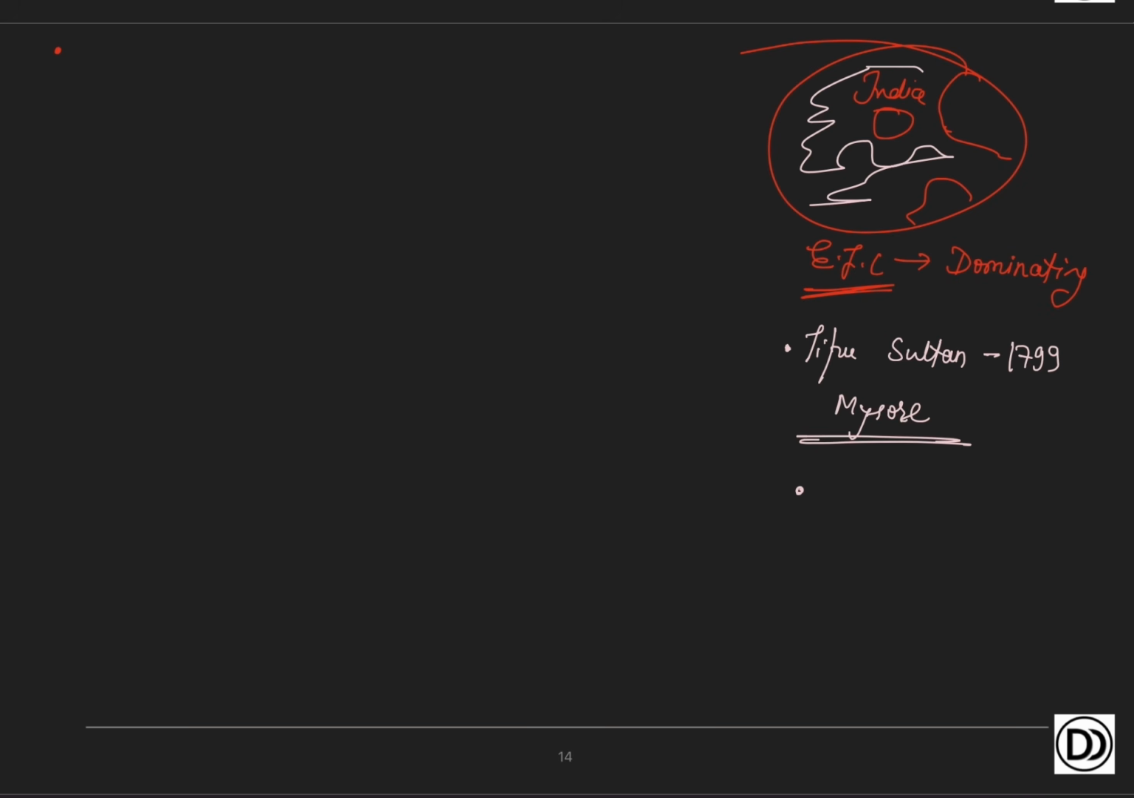In 1818, they defeated the last Peshwa, the last Maratha ruler, and it ended the Maratha rule. So the territories under the Marathas now came under the control of British. These were Pune and Mandsaur and Gwalior. So you can see slowly they are trying to take over more and more territories.